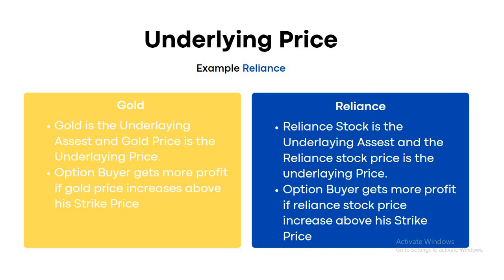In the example of Reliance, the stock is the underlying asset, and the Reliance stock price is considered as the underlying price. And if the option buyer wants to make more profit, the underlying price has to increase above his strike price, and it will be the opposite for the option seller.